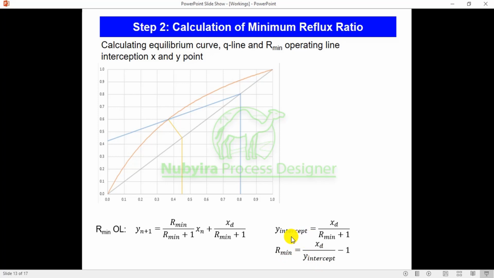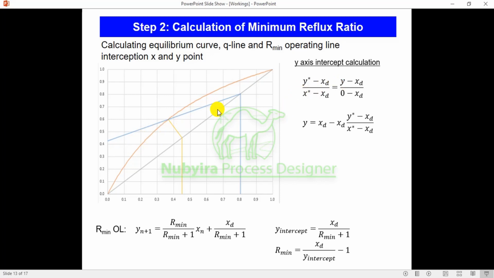If the y-intercept is x_D over R min plus 1, then R min will be equal to x_D divided by the y-intercept, minus 1. So what we should be looking for is the y-axis intercept of this line. Since we don't know R min, and this line must pass through the intersection of the Q line and the equilibrium curve, I just do some interpolation, or proportional calculation, for the line's slope.